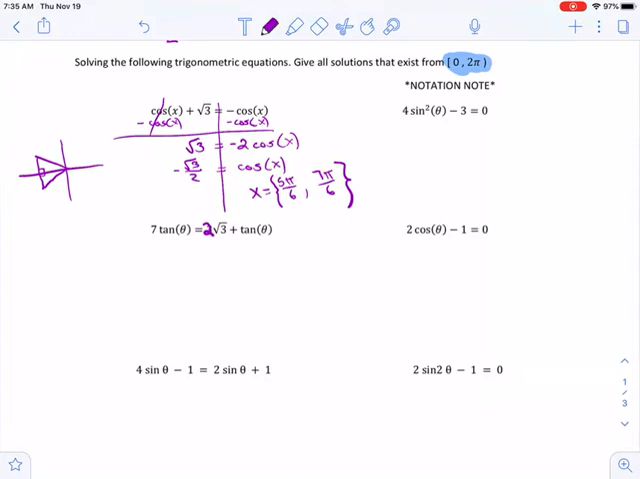So if we're moving on to the next one, again, I'm trying to isolate theta, so I'm going to try to get sine squared theta by itself first. If I draw my little magic line here, I'm going to add 3 to both sides.